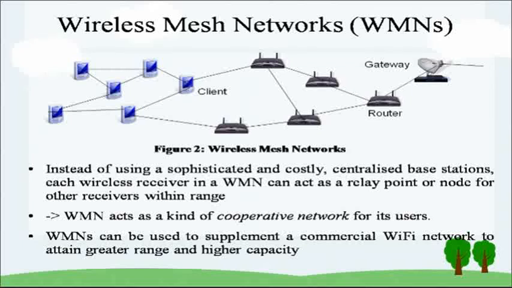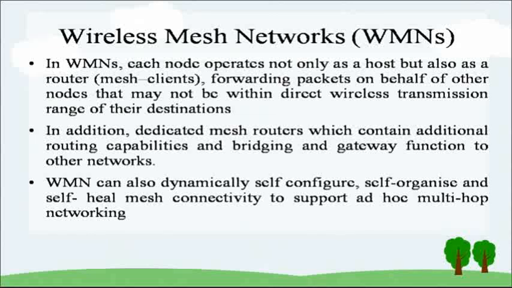We have already talked about cooperative networks. WMNs can be used to supplement a commercial Wi-Fi network to attain greater range and higher capacity. In colleges, in universities, in cities, and in offices, these kinds of wireless mesh networks can be installed. In wireless mesh networks, each node operates not only as a host, but also as a router, called a mesh client, which forwards packets on behalf of other nodes that are not within direct wireless transmission range of their destination.